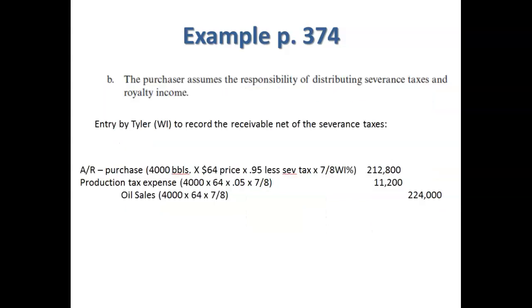In this example, the purchaser assumes the responsibility of distributing severance taxes and royalty income. So this is the journal entry that Tyler would make. Remember, Tyler's the working interest, to record the receivable net of the severance taxes. So we have our oil sales. This is going to be the credit, the amount of the gross revenue times the price times Tyler's percent of $224,000. We calculated the production tax expense, severance tax, in the previous slide, and the net amount is the amount that Tyler's going to set up for the receivable. Again, from the previous slide.